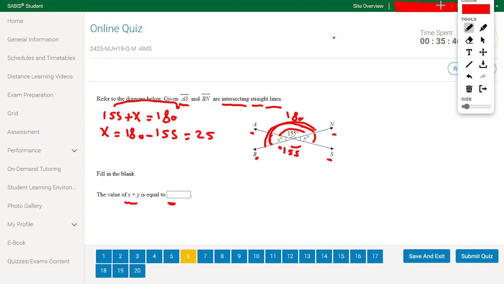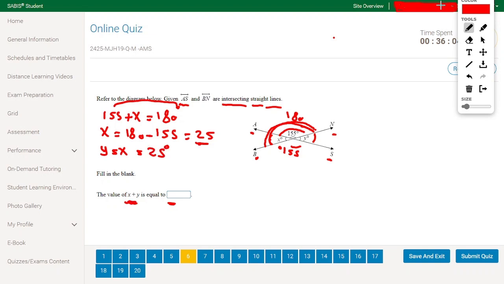Same thing for y. I can get it in two ways. x is opposite to y, so that means y will be equal to x, which is 25.